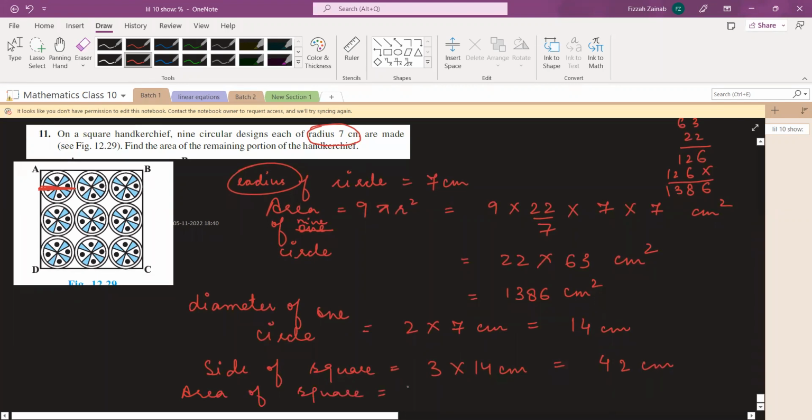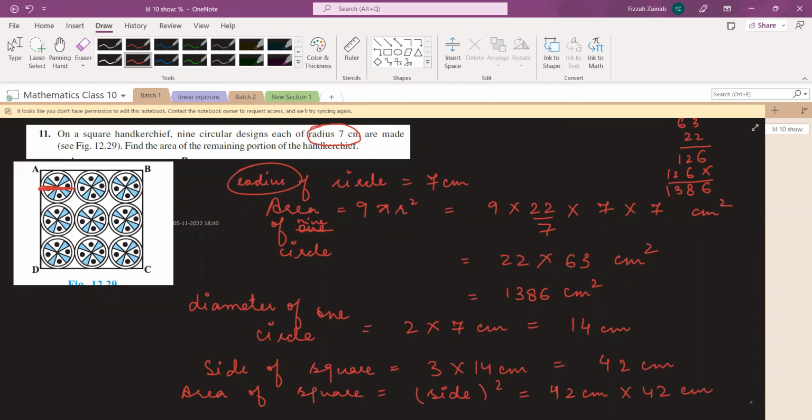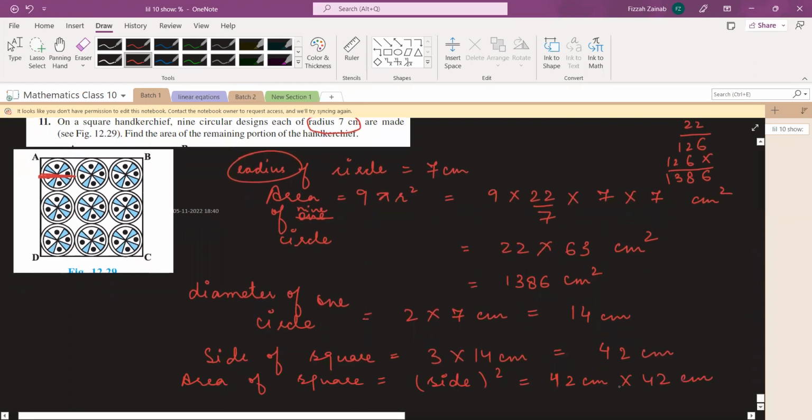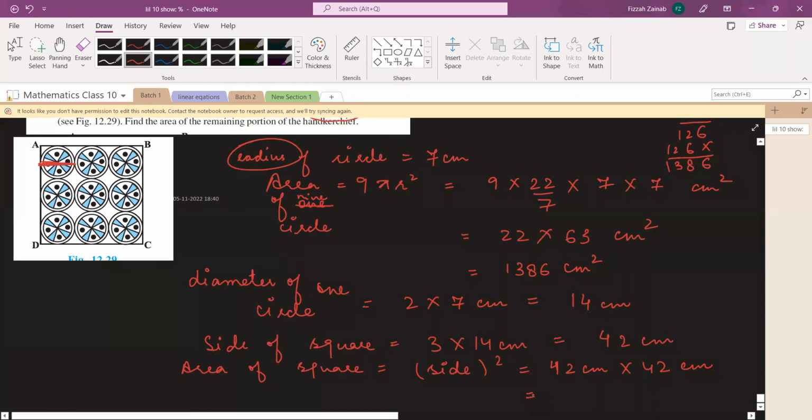Now you have got the side, you can find area of the square. So area of square is side square. So that means 42 centimeter multiplied by 42 centimeter. Okay, Arshia, how much is this equal to? 1764. Okay, 1764 centimeter square.